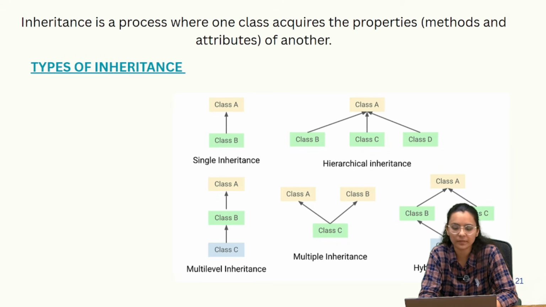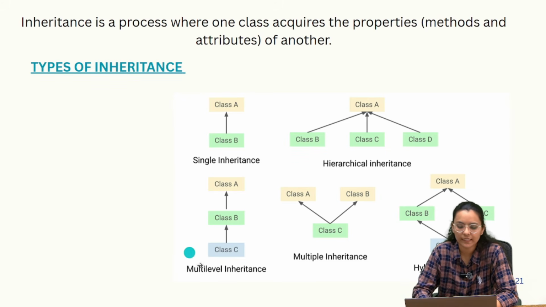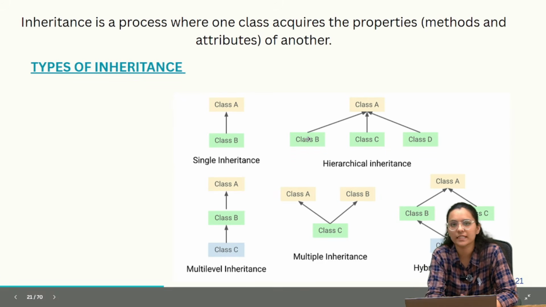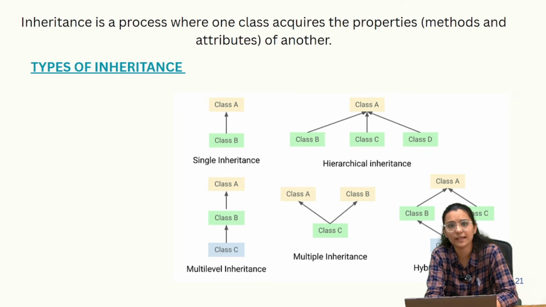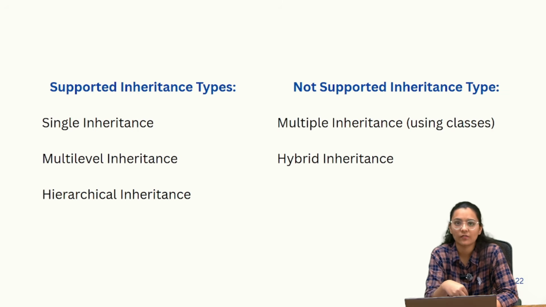In inheritance there are some types. Okay, so single inheritance, multi-level inheritance, multiple inheritance, hybrid inheritance, hierarchical inheritance. These are the types of inheritance. But in Java, which types of inheritance are supported and which are not supported? So let's see. Single inheritance, multi-level inheritance and hierarchical inheritance are supported in Java. Okay, and multiple and hybrid are not supported in Java using classes, but with the help of interfaces we can use them.